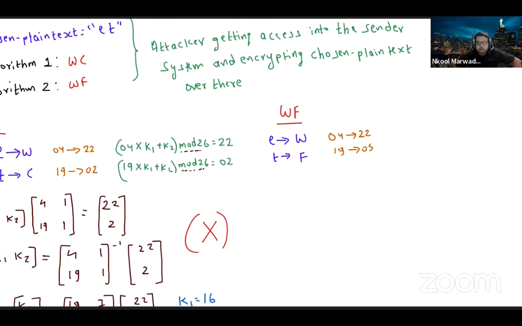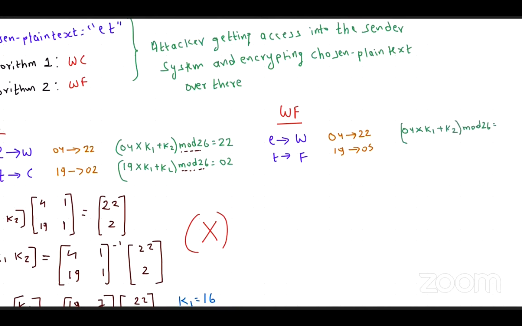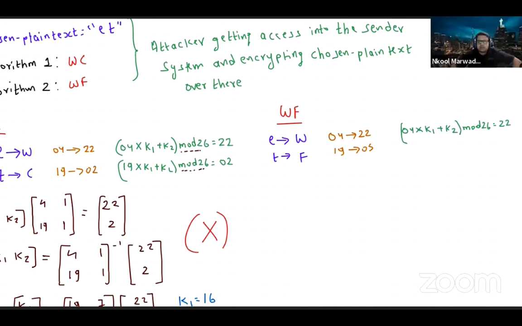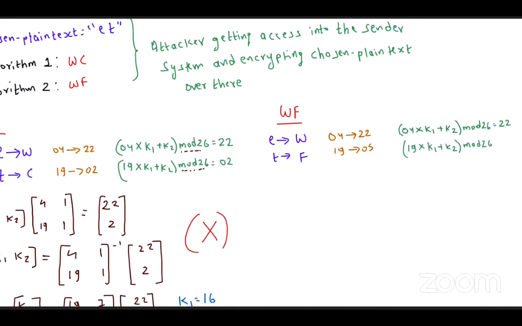Now we can apply the same formula. Whatever plain text we have, we will multiply it with K1 and add K2, do the mod, and we should get 22 as the answer. Then, what is the formula for calculating the inverse adjoint? Please refer to that; you can Google it very easily. Here, 19 into K1 plus K2 mod 26 will be 5, isn't it? So this is the formula which you should follow.